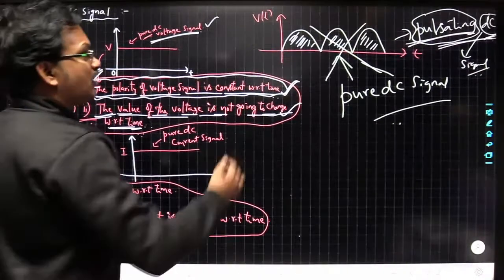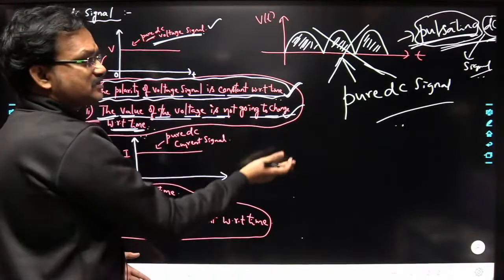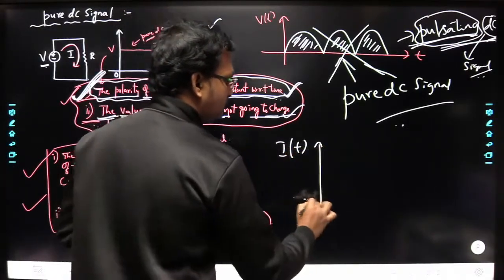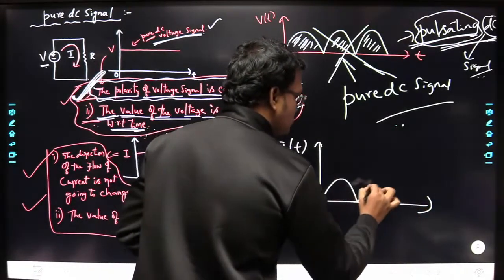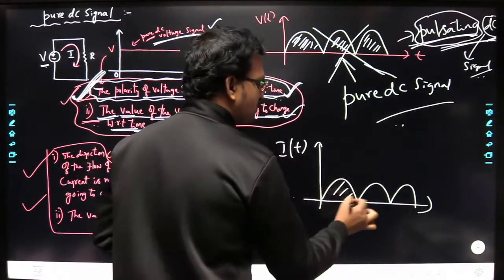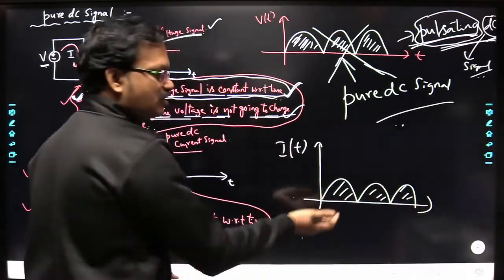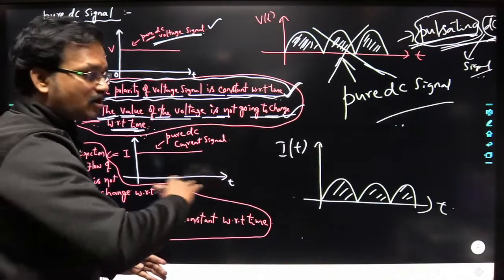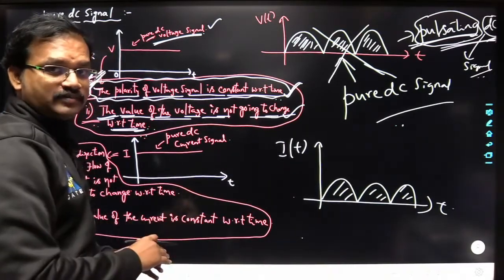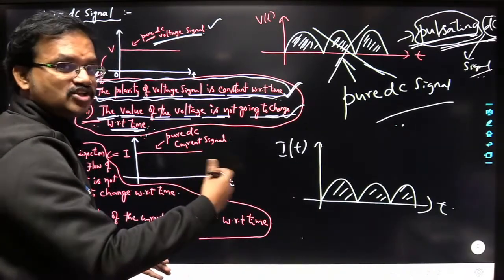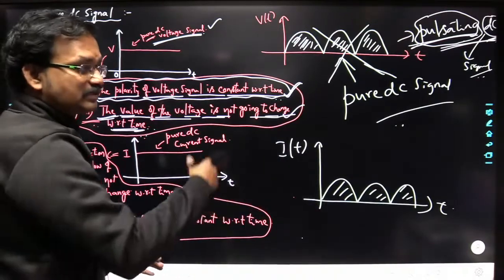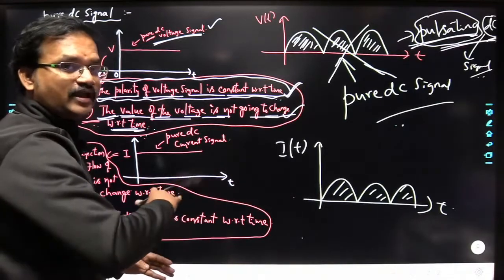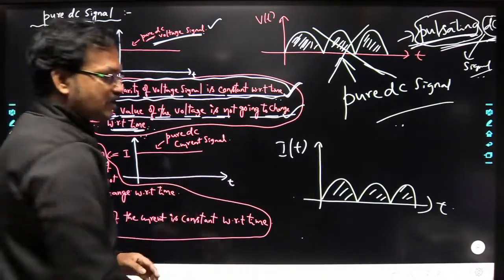If you draw a current signal instead of a voltage signal, you can analyze it in the same manner. If you consider I of t, and the signal looks like this, here also the direction of the current is not changing with respect to time, but it is not maintaining a constant current. So the value of the current is changing with respect to time, but the polarity of the current, that means the direction of the current, is maintained constant. So it is always positive.